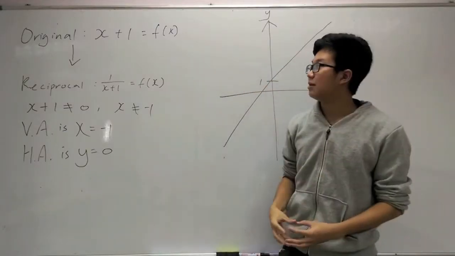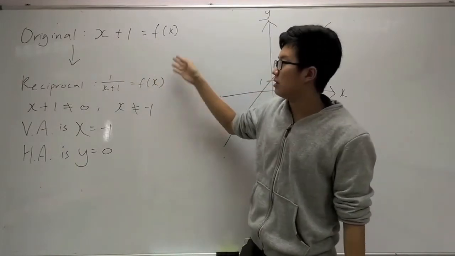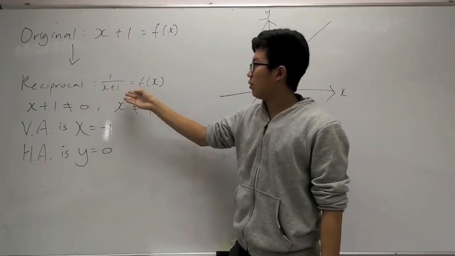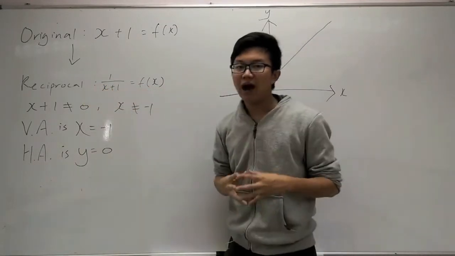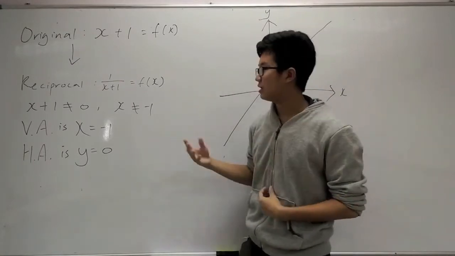Here we have an example. If the original function is f(x) = x + 1, then the reciprocal function will be f(x) = 1 over x + 1. How do we find the vertical asymptotes and the horizontal asymptotes? Just by looking at the graphs. Just how we do it.